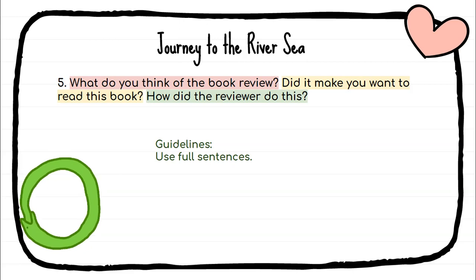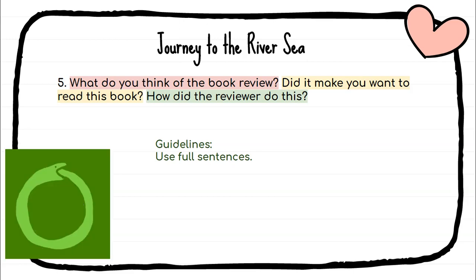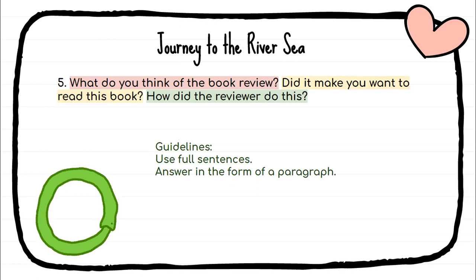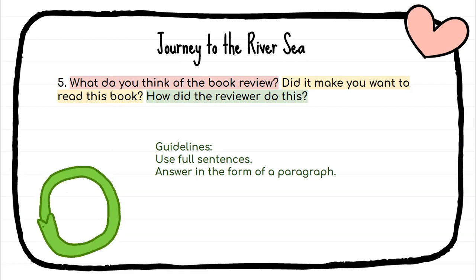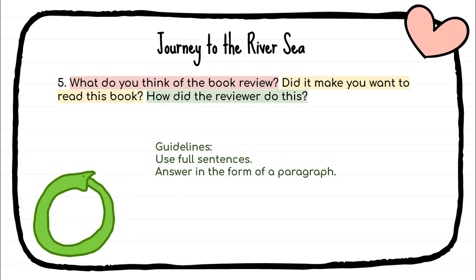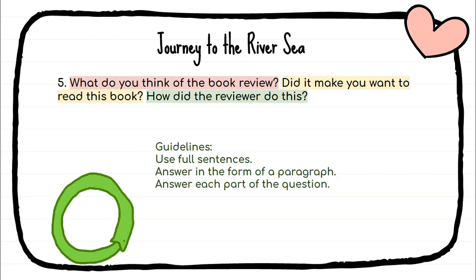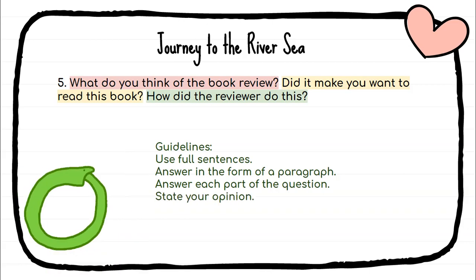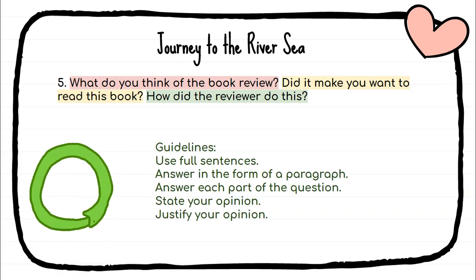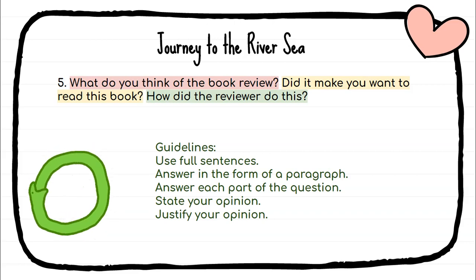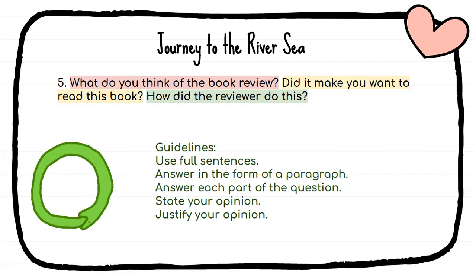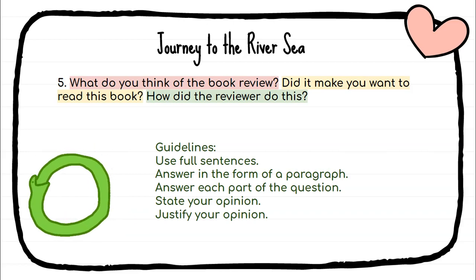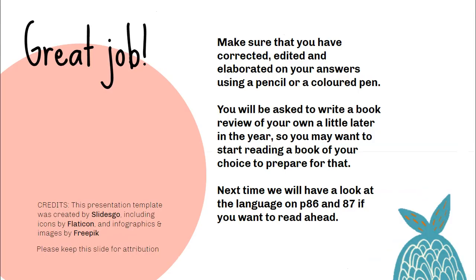So here are some guidelines. Have you used full sentences? You need to answer in the form of a paragraph. To answer those 3 things, you're going to be writing at least 3 sentences, preferably more. You're going to answer each part of the question. So you need to mention what you thought, your opinion, and you need to justify your opinion. So your answer could not be, what did you think of the book review? It's bad. No, that's not an answer at all. You need to make sure that you're answering in detail and you're thinking deeply about what you say.